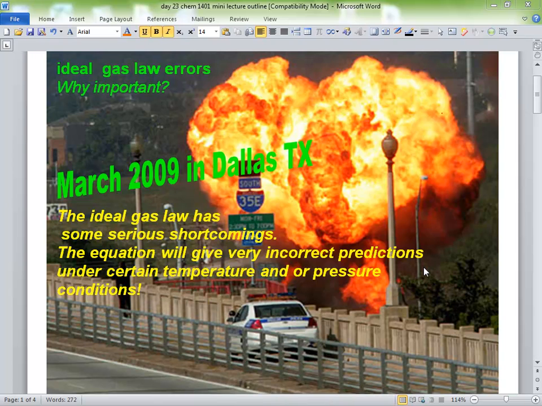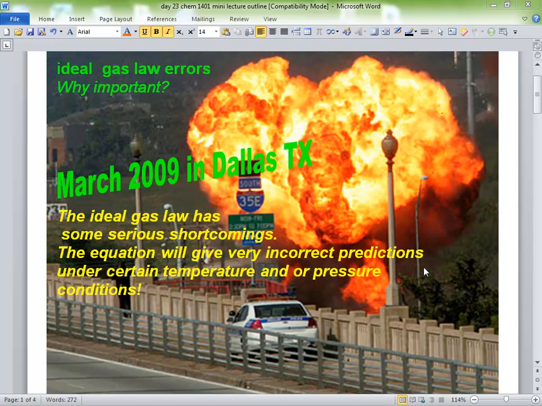So there's errors when we use the ideal gas law. What we're going to do today is we're going to watch a few animations, and then we'll answer some questions on the animations, and then we'll get together in groups and we'll try to fill out the sheet that's on the last page of your handout. Okay, and then we'll call it a day.